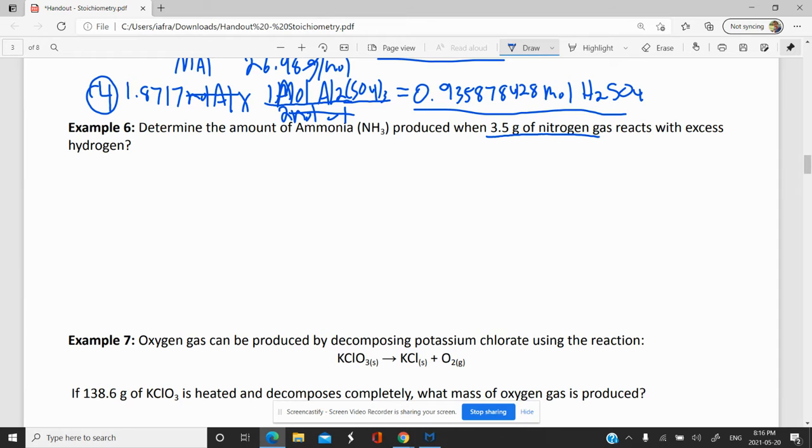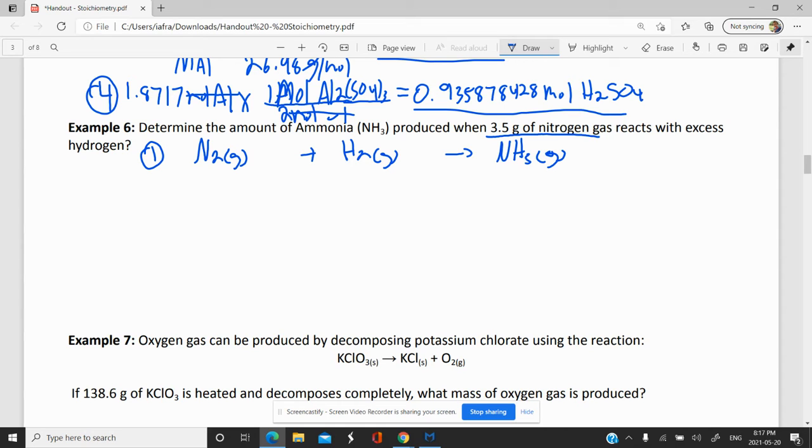So let's write out an equation first, because I think we're always stuck unless we can visually see what's happening. So nitrogen reacts with hydrogen to make ammonia. Nitrogen, don't forget, is diatomic, that's a gas, plus hydrogen, which is also diatomic, a gas, producing ammonia, which is NH3, a gas as well.